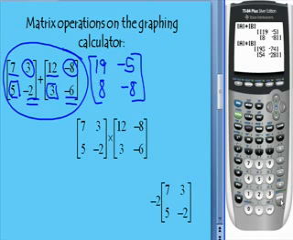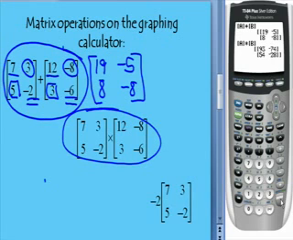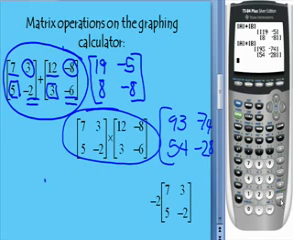And it's that simple. Okay? So again, if we were back here at this example, the answer to the multiplication problem is right up there on your screen. It would be 93, negative 74, 54, and negative 28. And that would be the answer to that matrix multiplication.